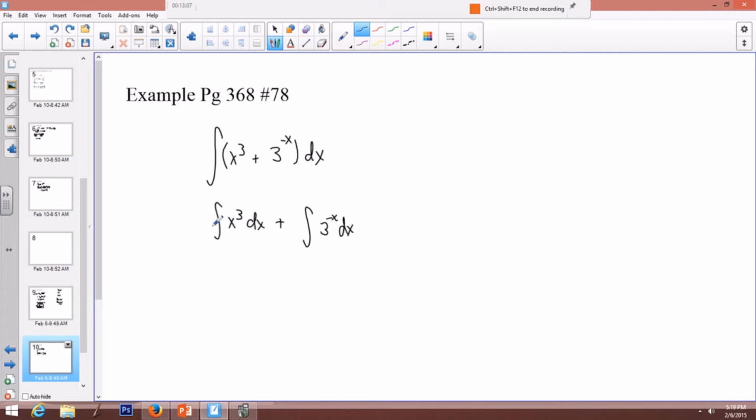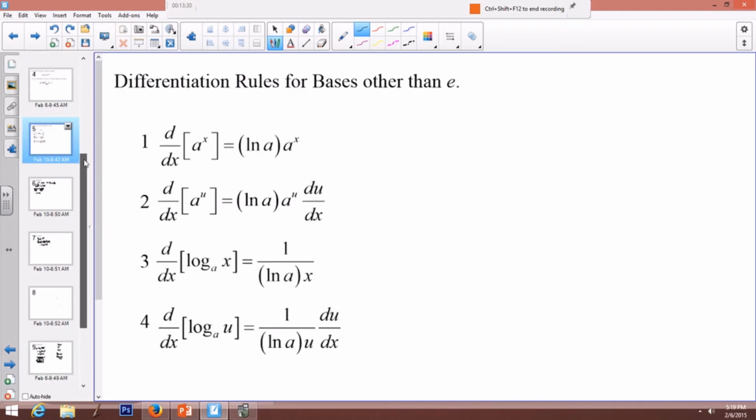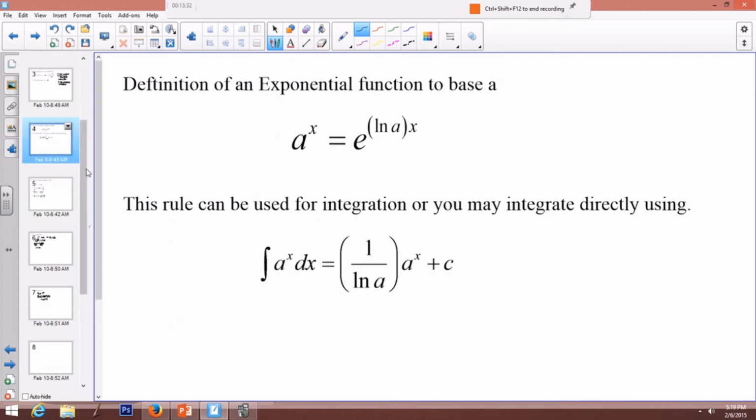Now this integral we've been doing. It's no sweat. It's just a simple power rule. We say, all right, it's going to be x to the 4th over 4, which is what we have done before, plus. Now, this portion is part of the new information. So if I go back up to, where did that go off to? There you are. So the integral of any base to the x power is going to be 1 over the ln of that base times that base again plus c.